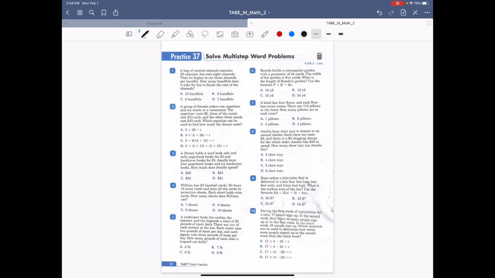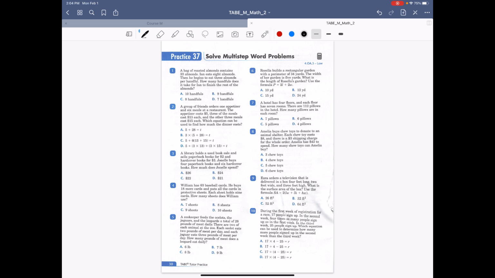In this one, we are looking at practice number 37. And I'm going to find mine in my workbook. I am going to need some notebook paper to work these problems because they are multi-step word problems. These are very good test question practice problems. You see these kinds of questions on just about every math test that you will ever take.